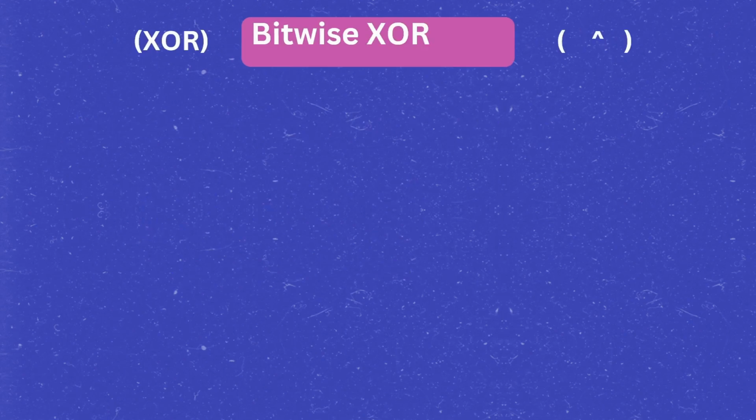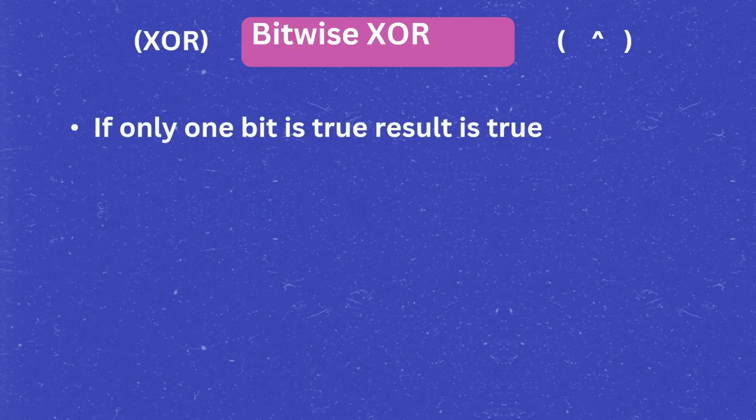Now the next type of bitwise operator is XOR. It is represented by the caret symbol. This caret symbol can be found on your keyboard, present at number 6. XOR means if only one bit is true, the result is true. The OR was if any of the bits is true, like at least one bit should be true. But in the case of XOR, only one bit should be true, then the output is true.